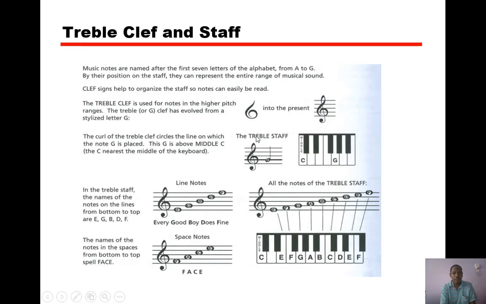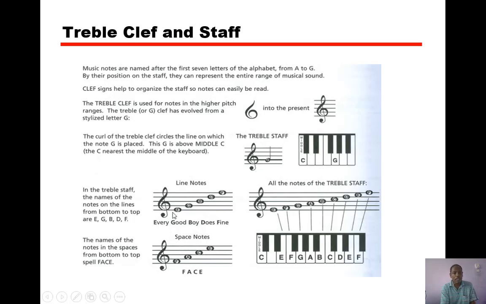Now, putting the treble clef on the staff, that is the 5 lines, defines or gives us what we call the treble staff. So anytime you see this in music, it means you are dealing with a treble staff. Okay, so let's look at the names of the lines on the treble staff. Each of the lines has a name.